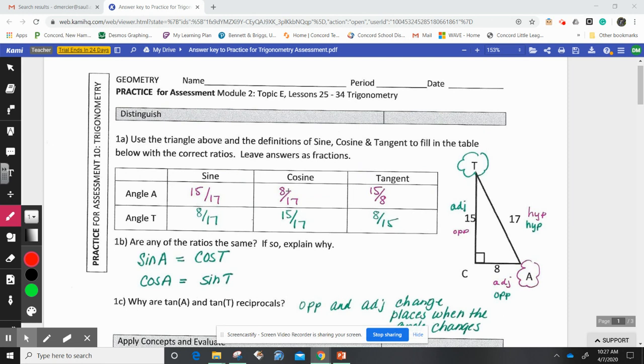So for the first problem, I'd like to thank Miss Batchelder for writing out the answer key. For those who know me, this is not my penmanship. So when you're dealing with sine, cosine, tangent, we always got to think about SOHCAHTOA. That's going to tell me if I need to use sine, cosine, or tangent. Sine is the opposite over the hypotenuse, cosine adjacent over the hypotenuse, and tangent is opposite over the adjacent.